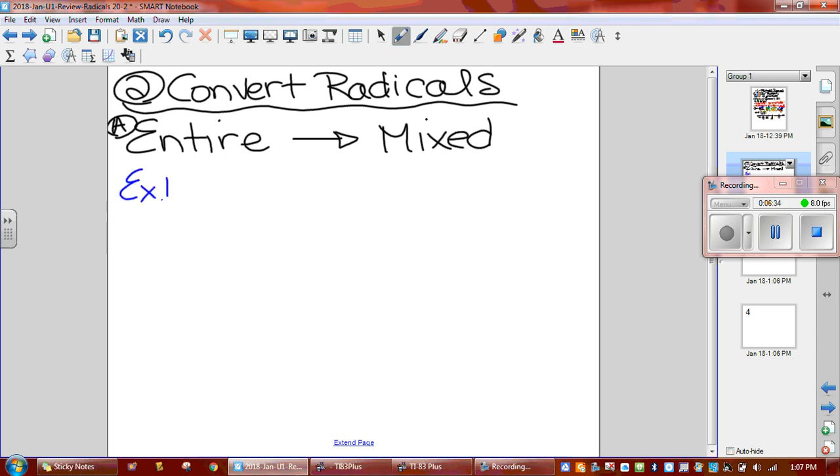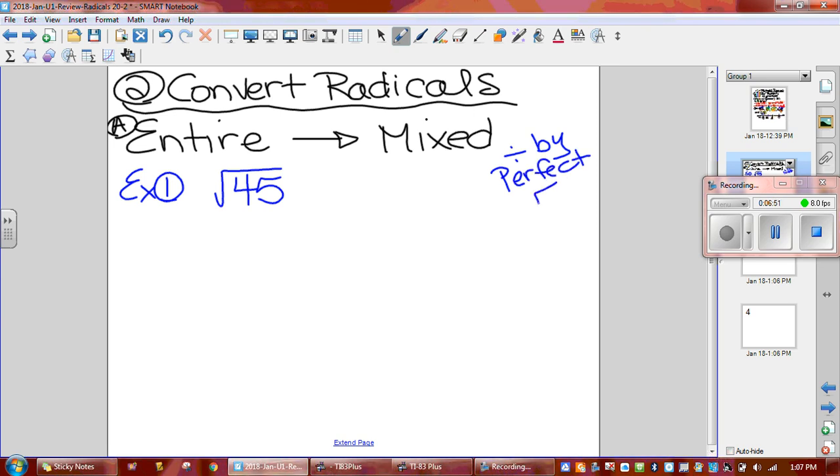Square root 45. Now, when we are reducing radicals, what we do is we divide them by perfect squares. So you always have to divide by perfect squares. So if you don't know your perfect squares, make a list. So 2 squared, 4. 3 squared, 9. 4 squared, 16.